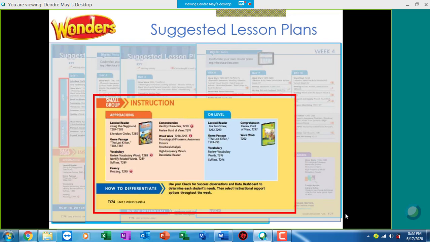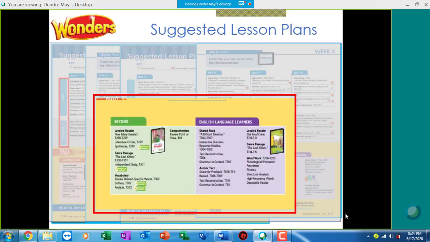Now, as you look at the small group content, you should know that small group in Wonders supports 2 things. First is the acquisition of skills. Second, small group supports the reading of leveled readers. You will see how this all works in just a bit. Small group supports approaching level, on level, beyond level, as well as ELL.